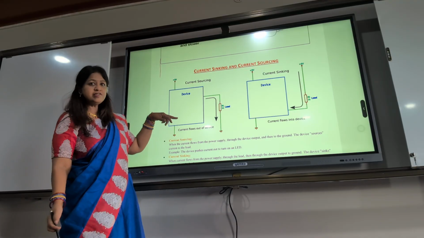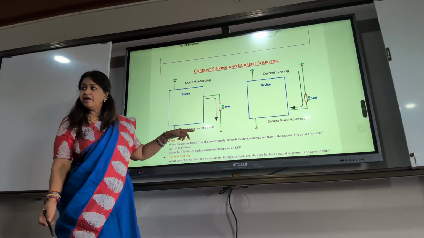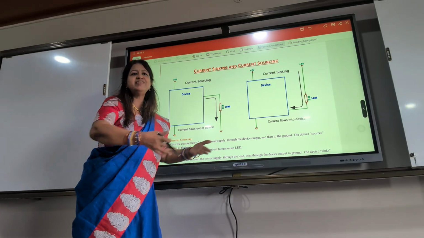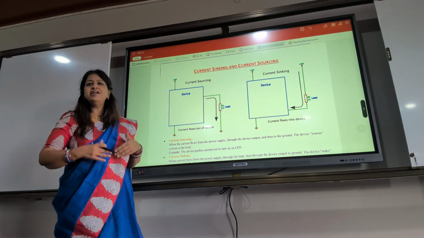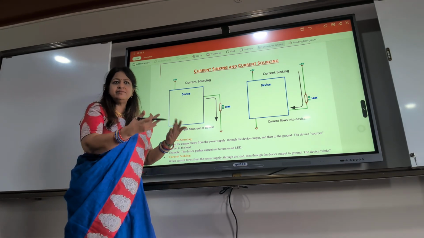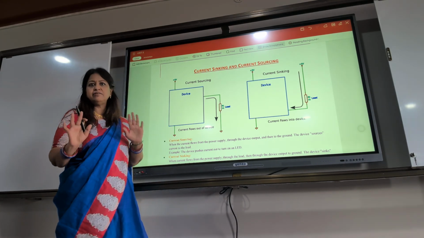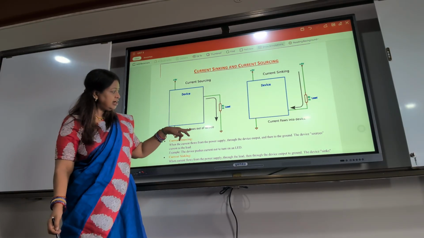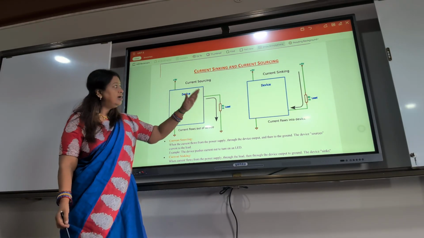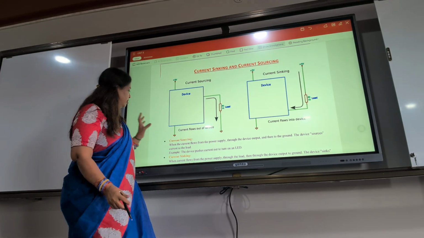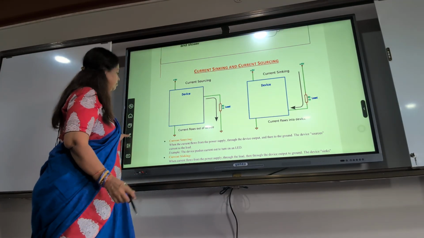So current sourcing means if the current flows out of the device. From me, if I give something, it is sourcing. If I take something, it is sinking. Okay, sourcing is when I give. When I take, it is sinking. That you remember. So current sourcing is when the current flows out of the device, from the device through the load, it goes to the ground. That is source.